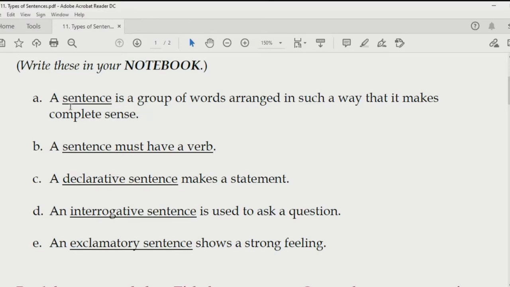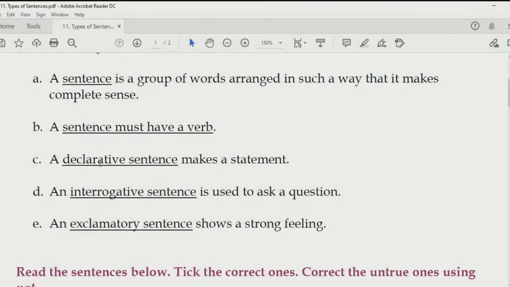So let us read this once again. A sentence is a group of words arranged. Arranged means it is kept in a particular order in such a way, इस तरीके से, that it makes complete sense. The sentence that I showed you earlier did not make complete sense. Why? Because it was not arranged properly. We'll move on to the next one.